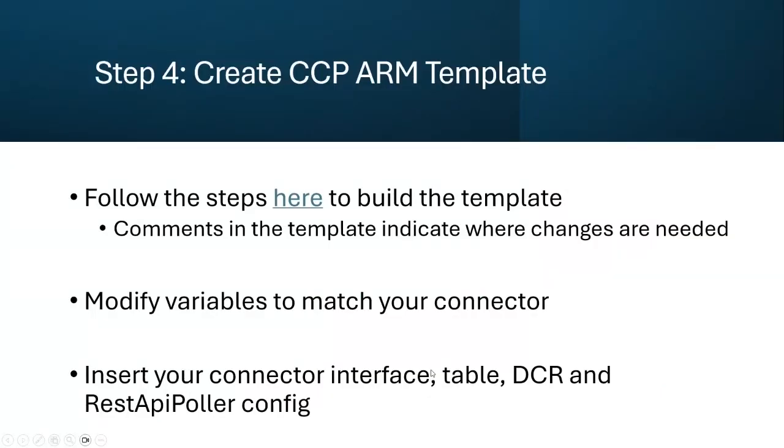Cool. So the fourth step is now to create the CCP ARM template, right? Up to now, I have defined my polling, my DCR and my table, and I have also defined the connector user interface. So now I'm left with just creating the ARM template, which puts all of this together in a single JSON file, right? We have some guidance.